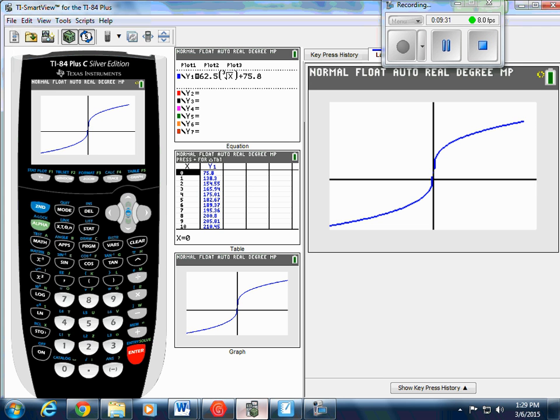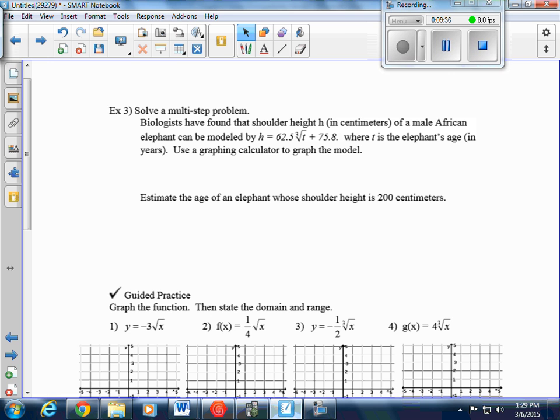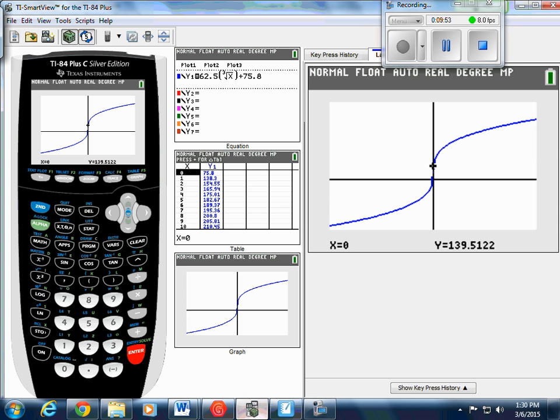And now what we want to do is estimate where the elephant has a shoulder height of 200 centimeters. Now, if we're looking at 200 centimeters, that's what h is. So essentially in this equation, that's when y is 200 centimeters. So what we're going to do is trace this, and we're going to find out when y is 200 centimeters. Okay, so right here, that's about where it's at, but I want to get a better idea.